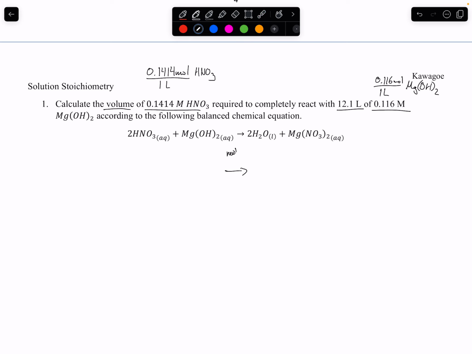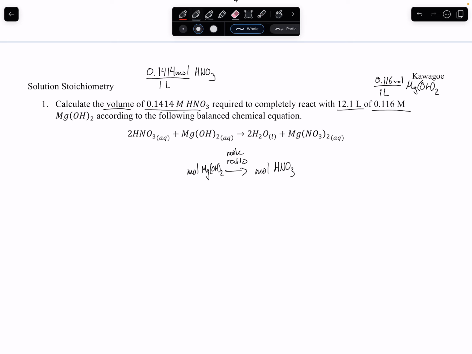So mole ratio always ends up in the middle. Now, we want to start with the thing that we can calculate moles of. And actually, this problem also gives us another hint because it says calculate the volume of nitric acid, which means that I'm going to be looking to calculate the moles of nitric acid in order to get that volume. And that means that the only other thing I'm given here is magnesium hydroxide. So I need to get to moles of magnesium hydroxide as part of my stoichiometry.